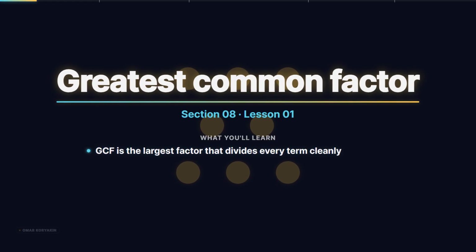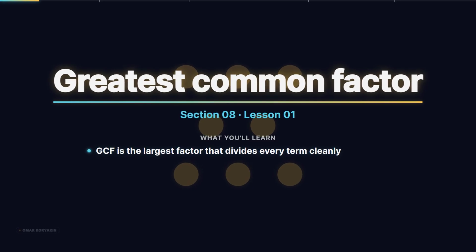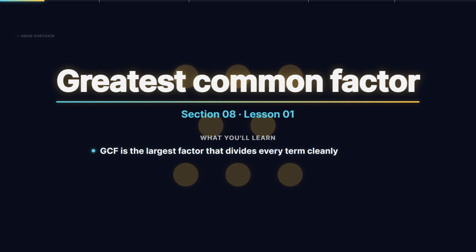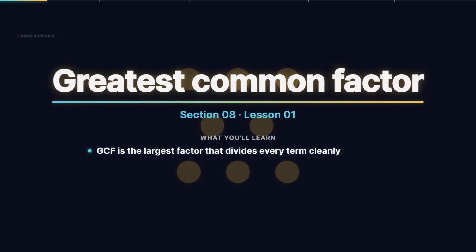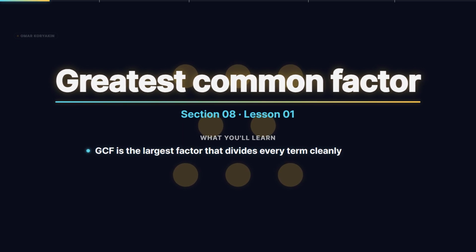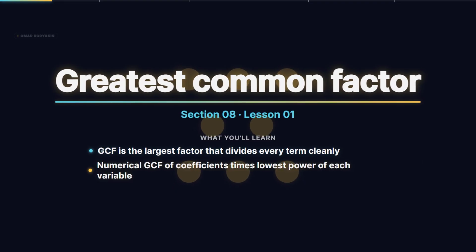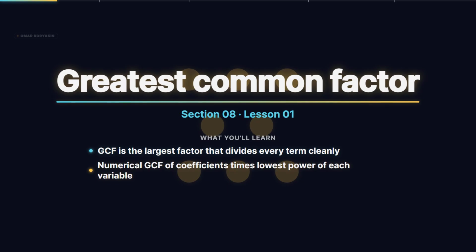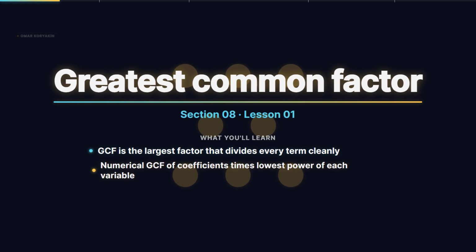The greatest common factor is the largest factor that divides every term of a polynomial cleanly. It is the part that all the terms have in common. Once you find it, you write it out front, and what remains in parentheses is the polynomial divided by that factor. The GCF has two pieces.